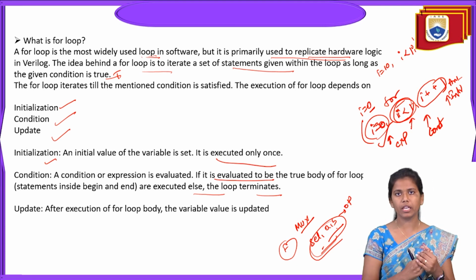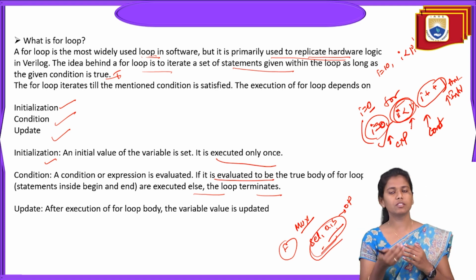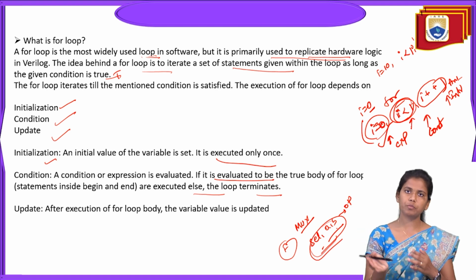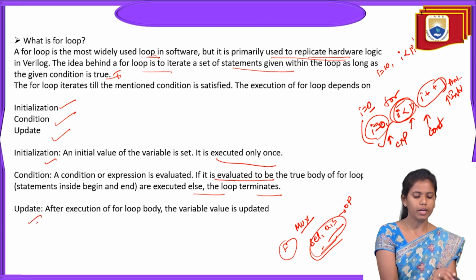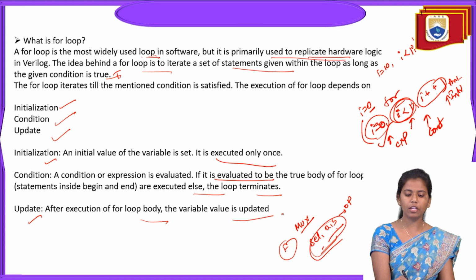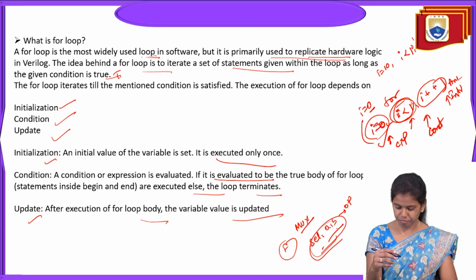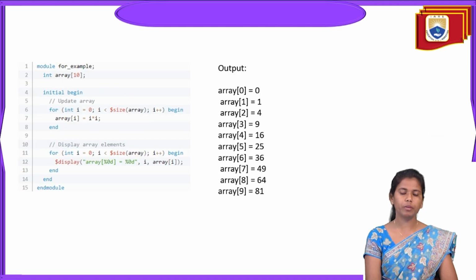If you observe that it is false anywhere, the for loop takes its position back again. It starts executing, and as long as the condition is true, it just keeps on executing. Then the update is nothing but, after execution of the for loop body, the value of that particular variable is to be updated.